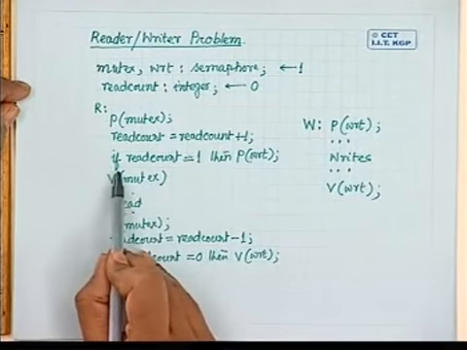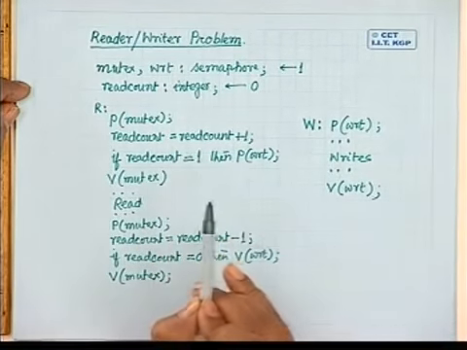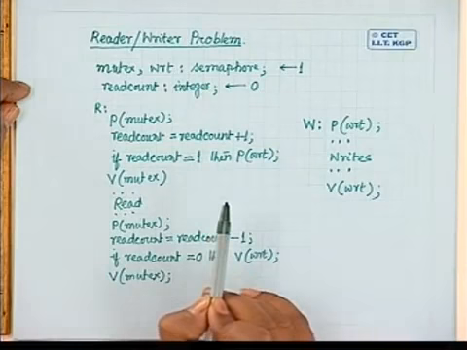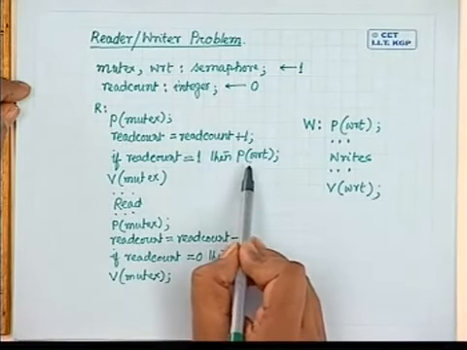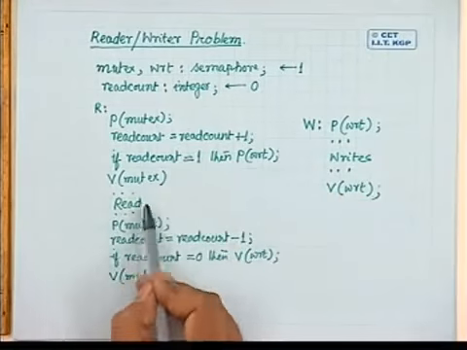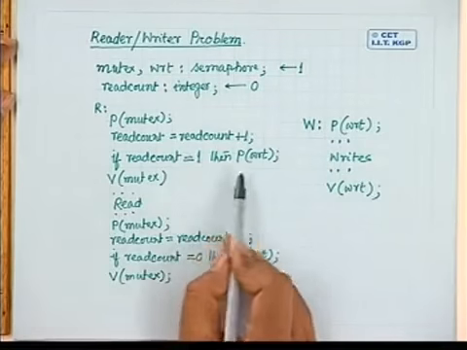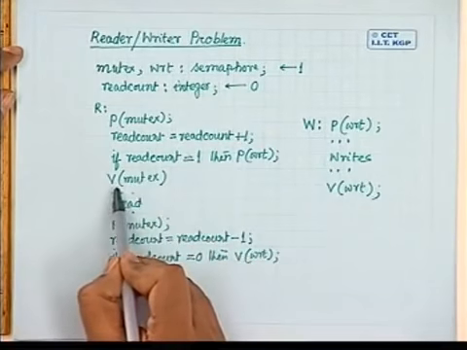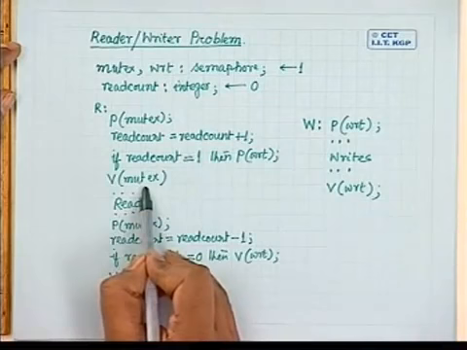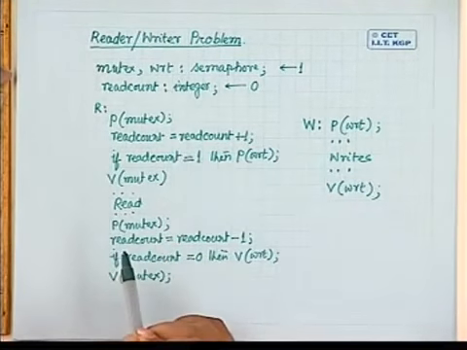So, this process now finds that read count is equal to 1. So, it will perform this p write semaphore operation. Okay. P write will also be successful because initially we have said that there is no other process trying to access this file. So, the reader process will perform v mutex operation and start reading the content of the file.